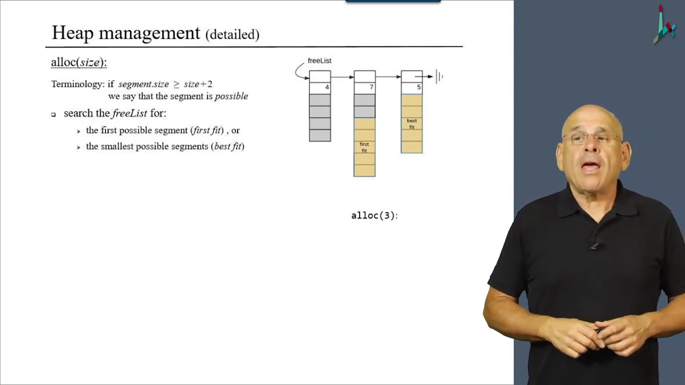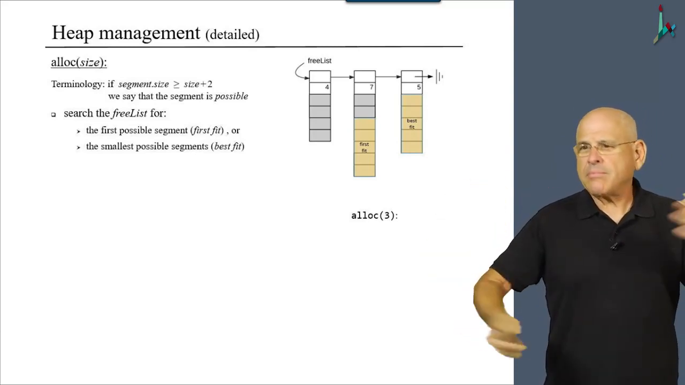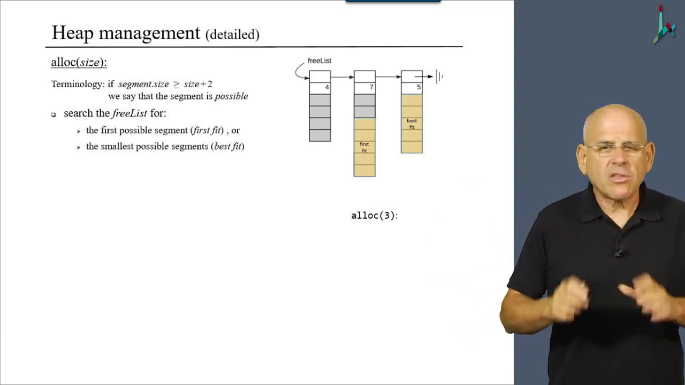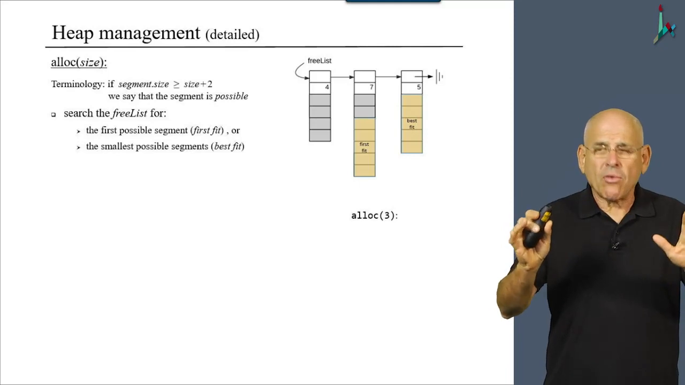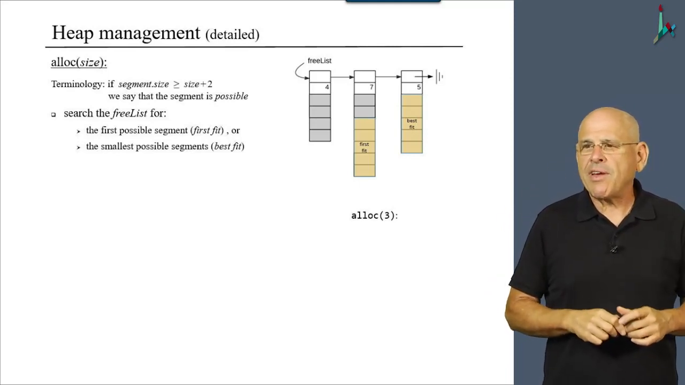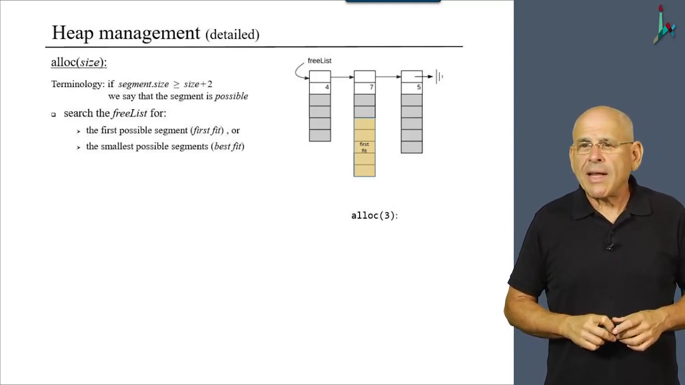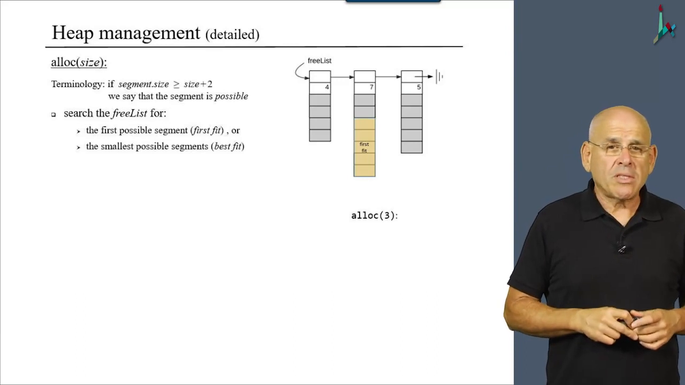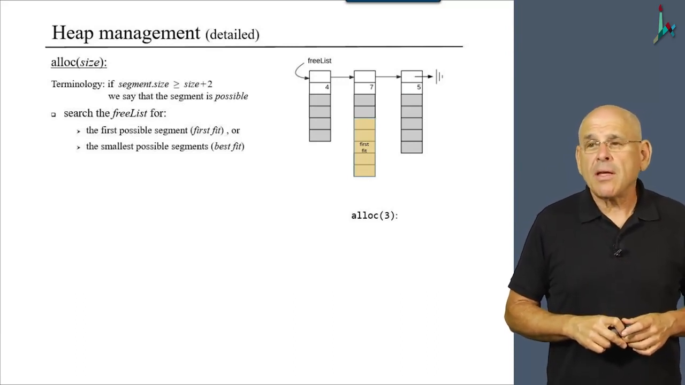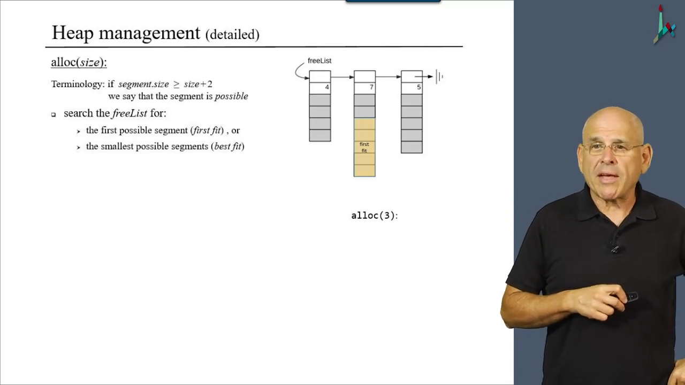way. And which algorithm to use is a matter of all sorts of considerations that I'm not going to get into. So we don't care if you implement first fit or best fit, it's up to you. All right, so let us assume that we use the first fit algorithm. We found this segment. What do we do next?